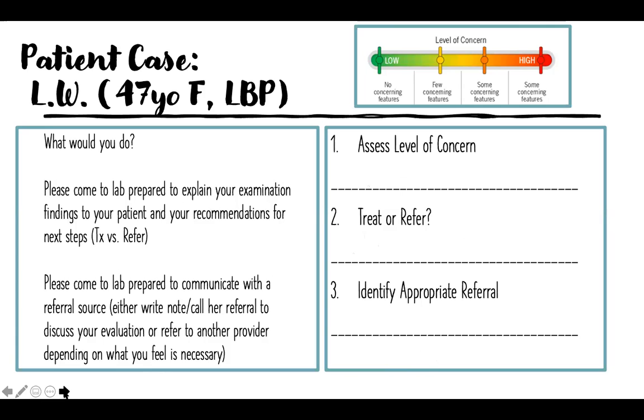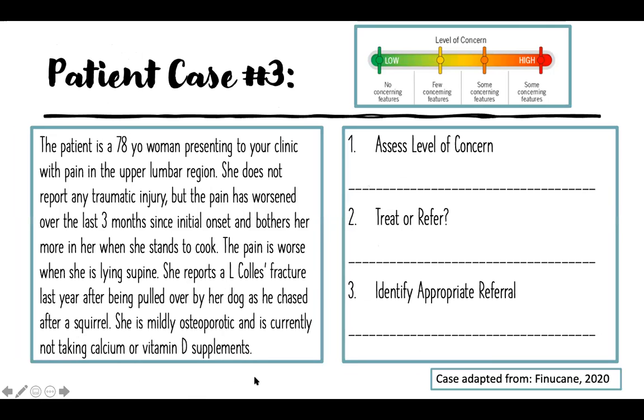For the next two cases, there's not as much preparation on communication, but these are going to follow the template that I introduced in the screening PowerPoint. For the next cases, patient case 3 and patient case 4, I'd like you to do these three things: assess your level of concern, treat or refer, and identify appropriate referral if needed. So you're practicing our screening processes with these different patient cases. This is going to be patient case 3, a 78-year-old woman. You can read through the case description on that.